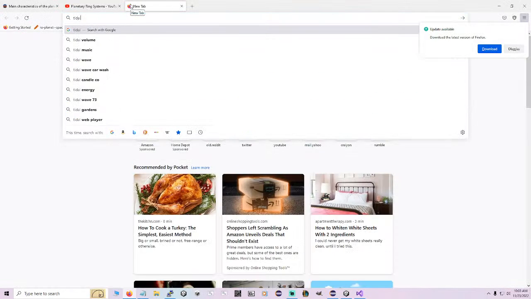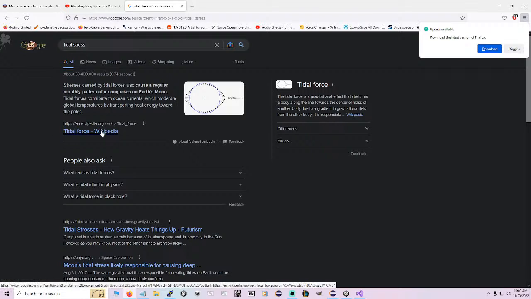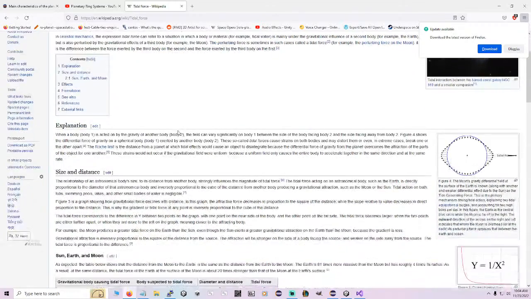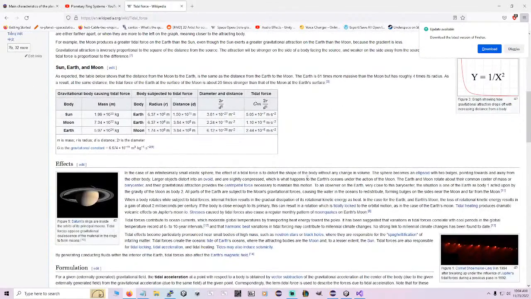This is important stuff to know. Stress is caused by tidal forces. Tidal force is a gravitational effect that stretches along towards the center of mass. It is responsible for tidal locking. See, I think it's because it's so big, it gets bigger tidal stress, so the moons can't coalesce. I guess it rips apart the moon, like the stress distorts it.